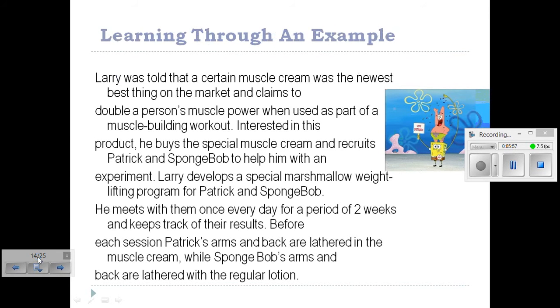Let's try learning through an example. In this story, Larry was told that a certain muscle cream was the newest best thing on the market and claims to double a person's muscle power when used as part of a muscle building workout. Interested in this product, he buys the special muscle cream and recruits Patrick and SpongeBob to help him with an experiment. Larry develops a special marshmallow weightlifting program for Patrick and SpongeBob. He meets with them once every day for a period of 2 weeks and keeps track of their results. Before each session, Patrick's arms and back are lathered in muscle cream, while SpongeBob's arms and back are lathered with the regular lotion.